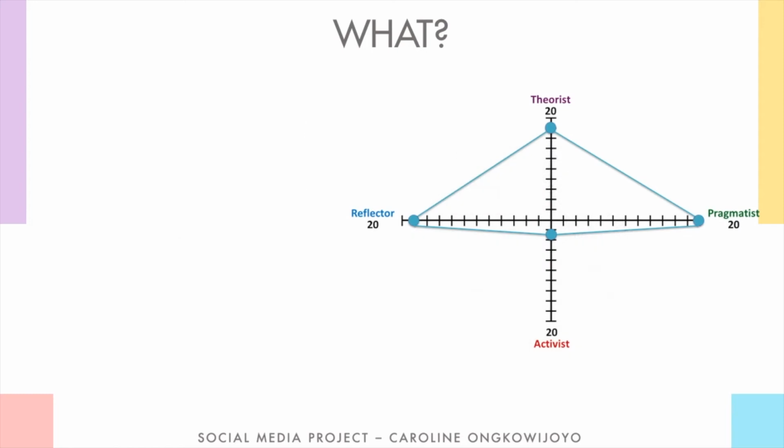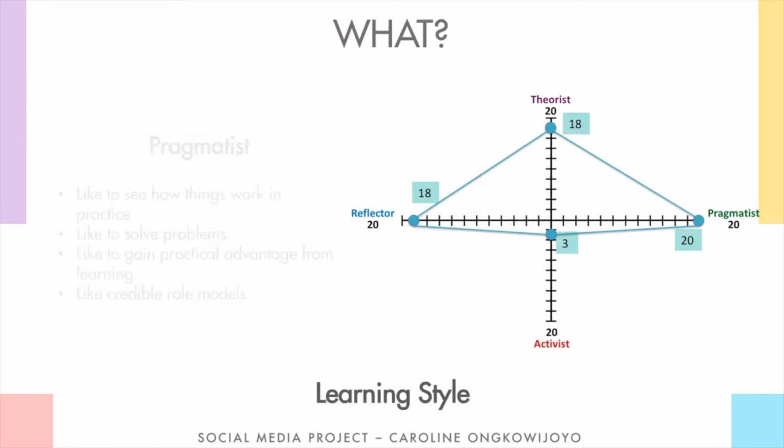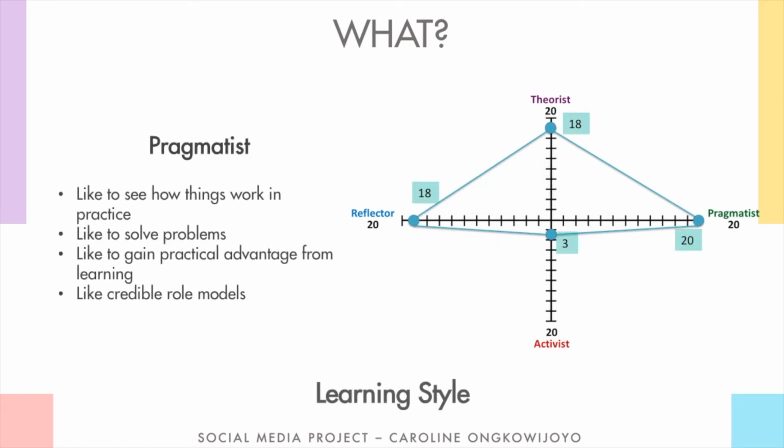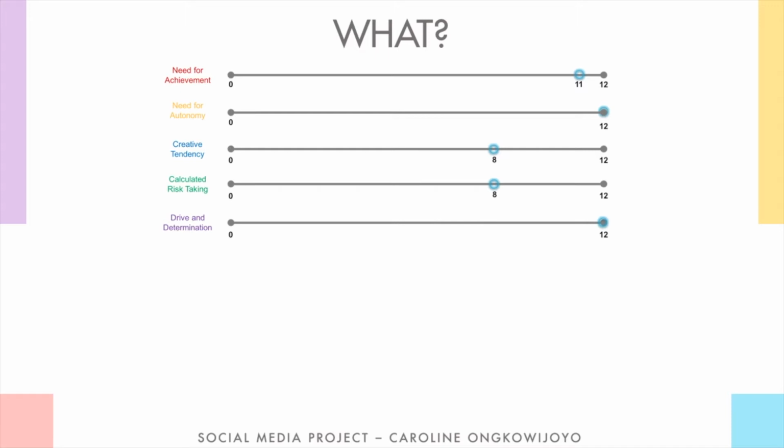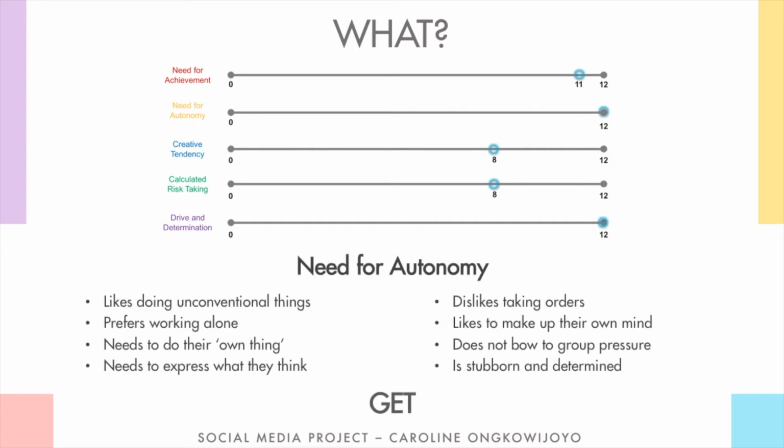For learning style tests, my highest score is on pragmatist. It means I am more of an action learner who likes to solve problems and practical learning. Next, for my general enterprising test, my highest score is on need for autonomy and drive and determination. As for need for autonomy, I work my best when I'm alone and have the freedom to do things the way I want. I also tend to be stubborn and determined.